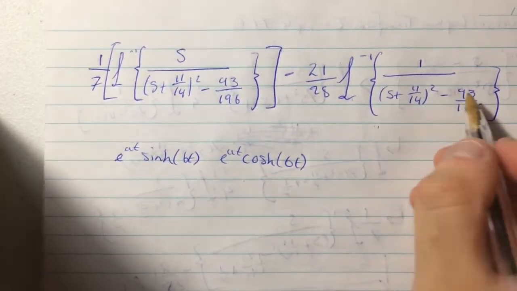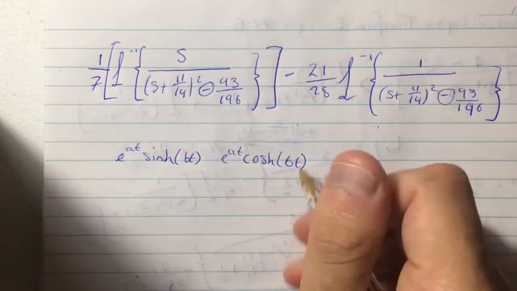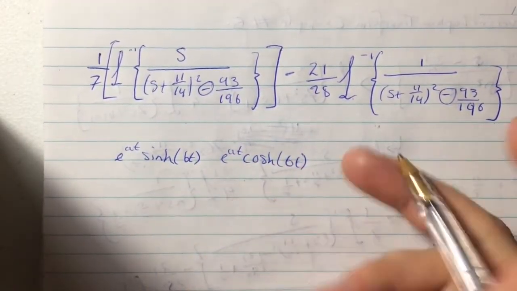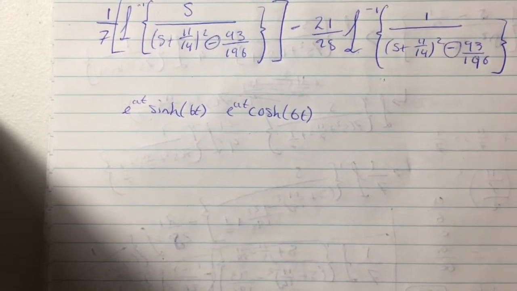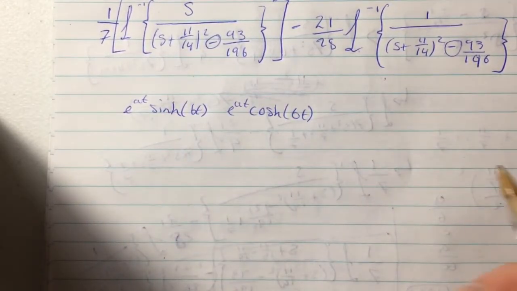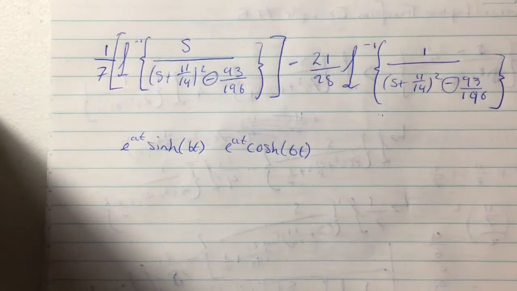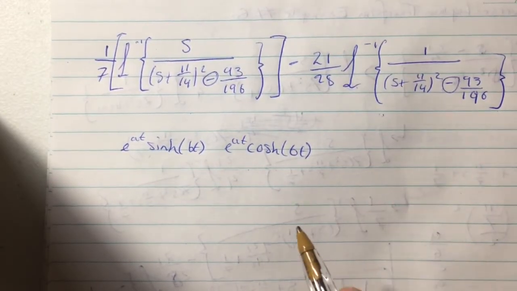And the reason why I say that is because of this minus sign here. If this was a plus, there would be no hyperbolics. It would just be the normal trigonometric functions. But because there are minus signs in between these two terms, there is a hyperbolic factor. And this is given from the table of Laplace transforms. You can find this on Google Images.